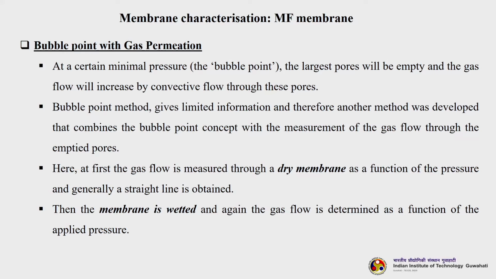So, gas flux is being measured as a function of pressure, and we will get a straight line, right, because the pores are there. So, your gas will pass through unhindered. Now, what is happening in the next phase? The same membrane is being wetted using a particular liquid. Most of the time you can go for isopropanol or water. Now, again the gas flow through the membrane is being measured. So, this second part is nothing but our earlier bubble point method.